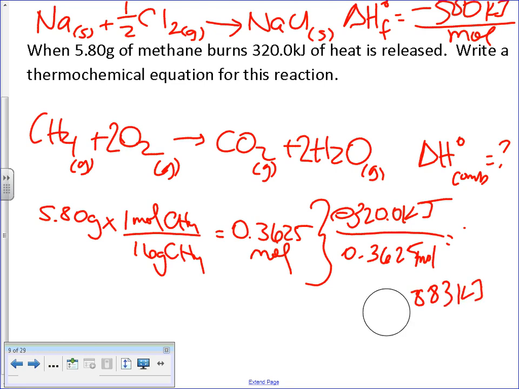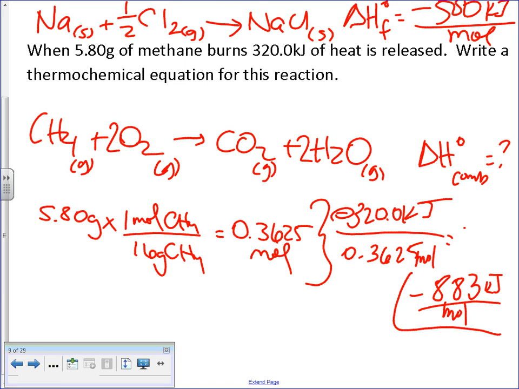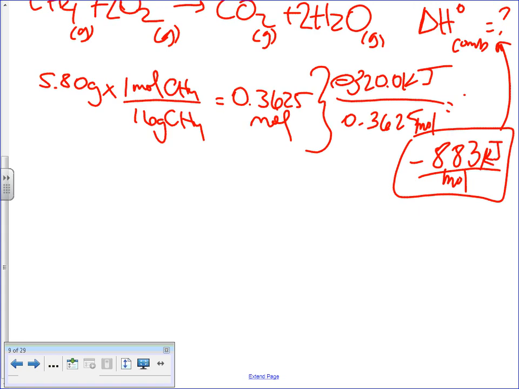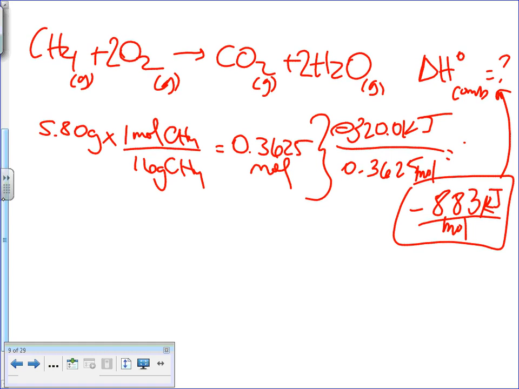Joules, not kilojoules. Negative 883 joules per mole. That's cool. It is kilojoules, thank you. Alright, so this delta H would go right there. Negative 883 kilojoules per mole. So the thermochemical equation just means that a lot of times you're given data, and the data must be used to find delta H before you finalize your BCE.